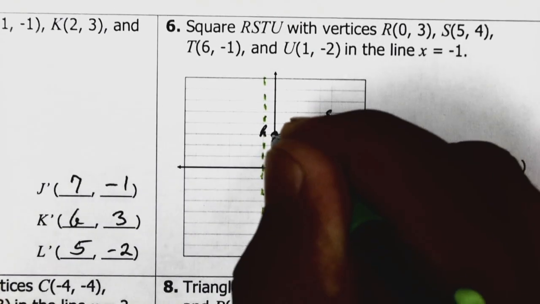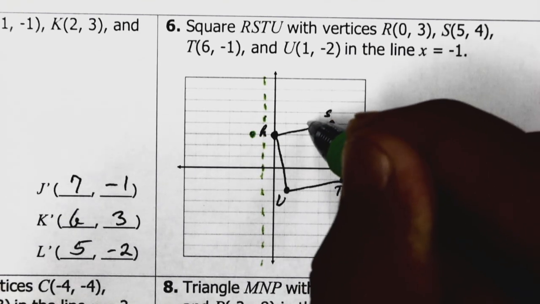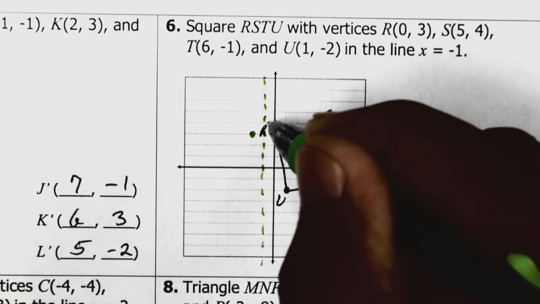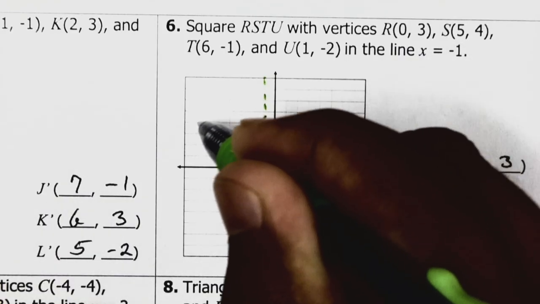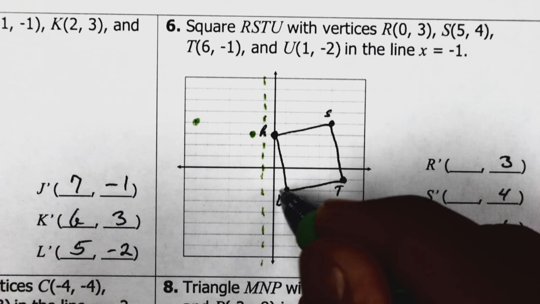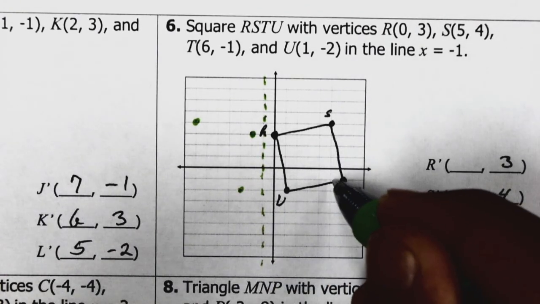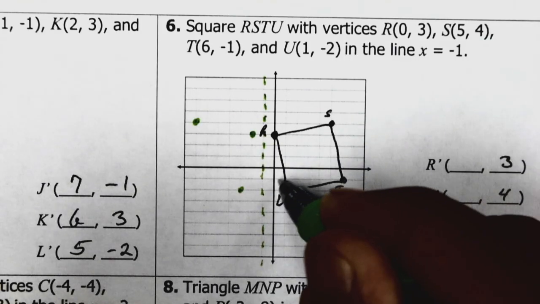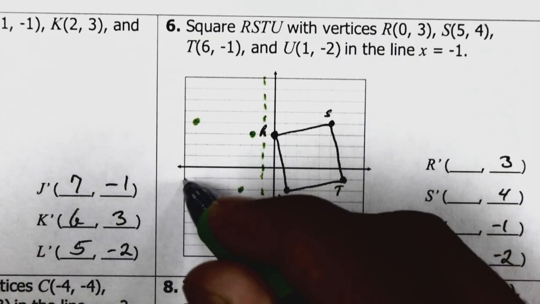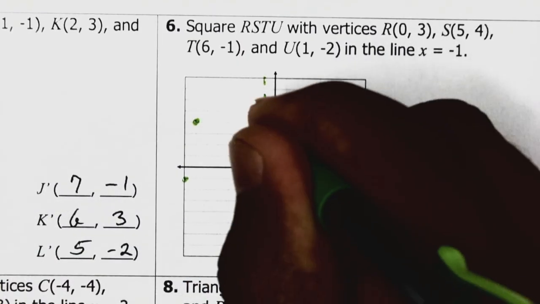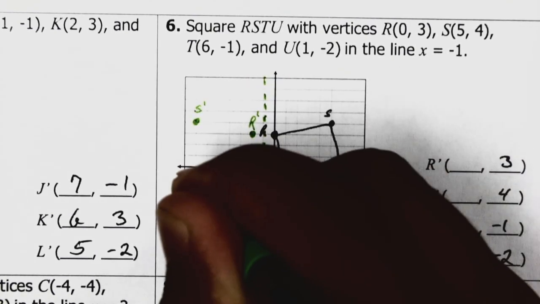So R is 1 unit, so here's R prime. S is 6, so 6 the other way. 1, 2, 3, 4, 5, 6. U is 2, so 1, 2. And T is 7. 1, 2, 3, 4, 5, 6, 7. And there it is. So this is R prime, S prime, U prime, and T prime.